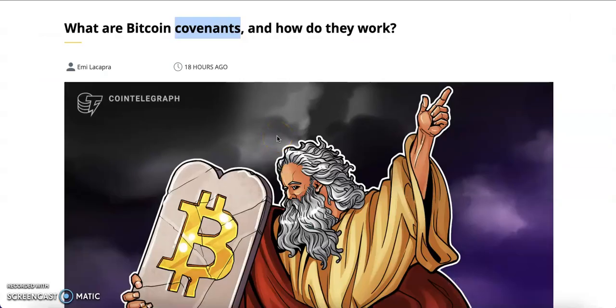So what are Bitcoin covenants? In one sentence, just in case you're in a hurry and just want to know what it is: it's a proposal update for the Bitcoin network to have some form of restriction. I don't know if restriction is too strong a word when it comes to decentralization, but a form of restriction in the way Bitcoin transactions are transferred. I hope I did that explanation well in one sentence. But let's just read through, right?